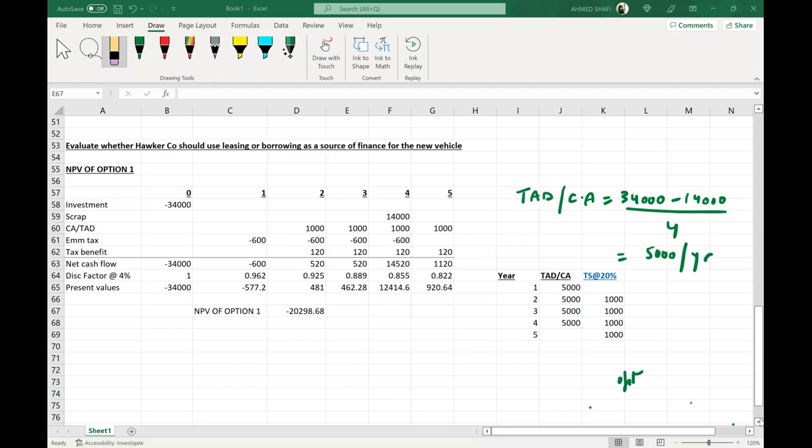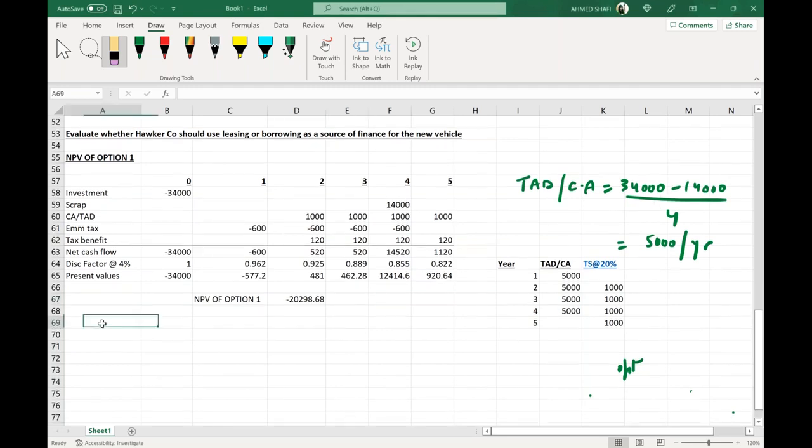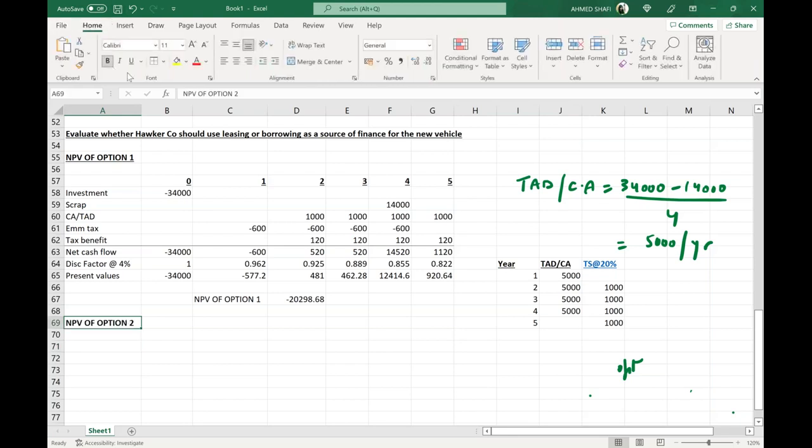Okay, now we have calculated the NPV of option one. Now, in order to decide which is better, we need to have NPV of option two. And then we will decide which is better. Now let's read option two.